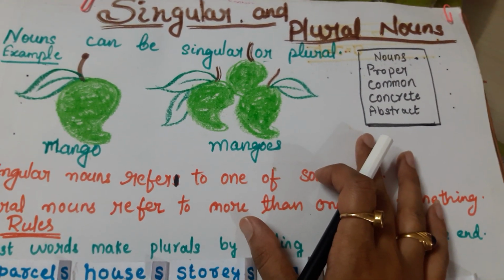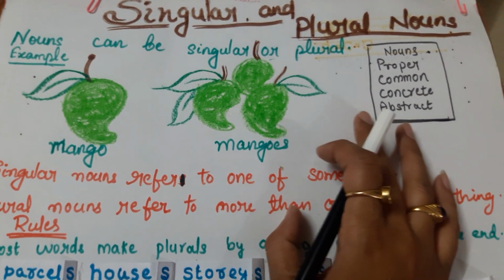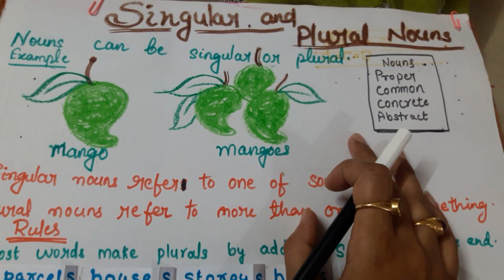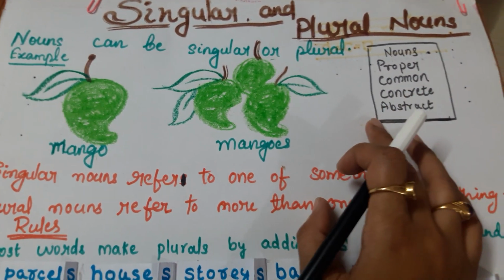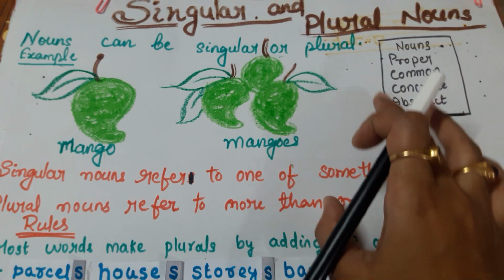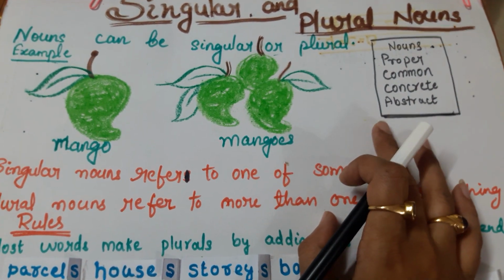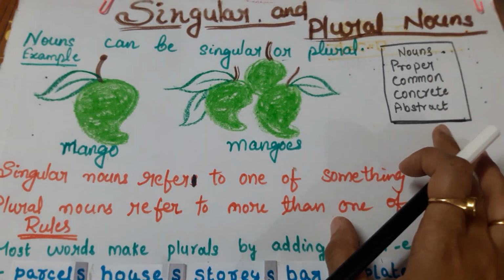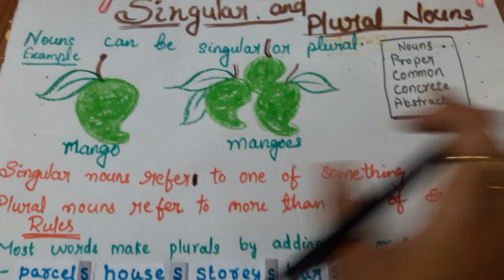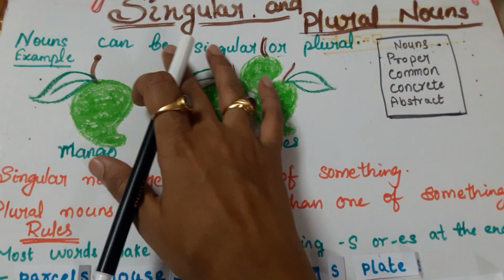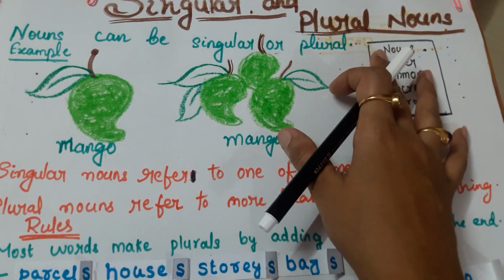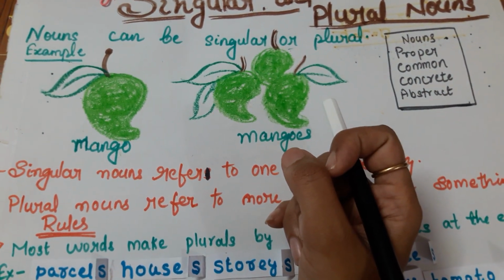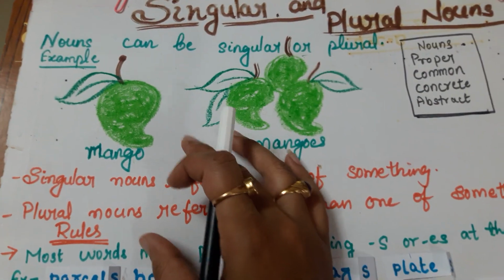In our last video, I discussed nouns with you. What are nouns? Nouns are naming words. We also discussed four types of nouns: proper noun, common noun, concrete noun and abstract nouns. Now in this video I am going to discuss singular and plural nouns and collective nouns. It is going to be very interesting for you. Okay, come on, let's go ahead.